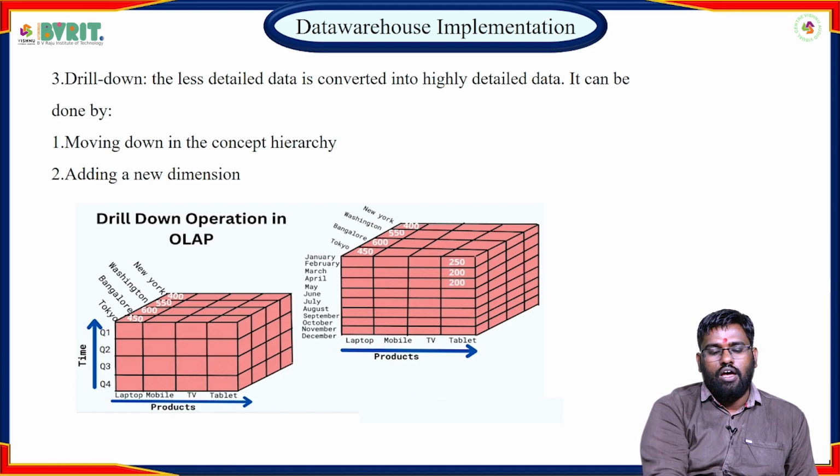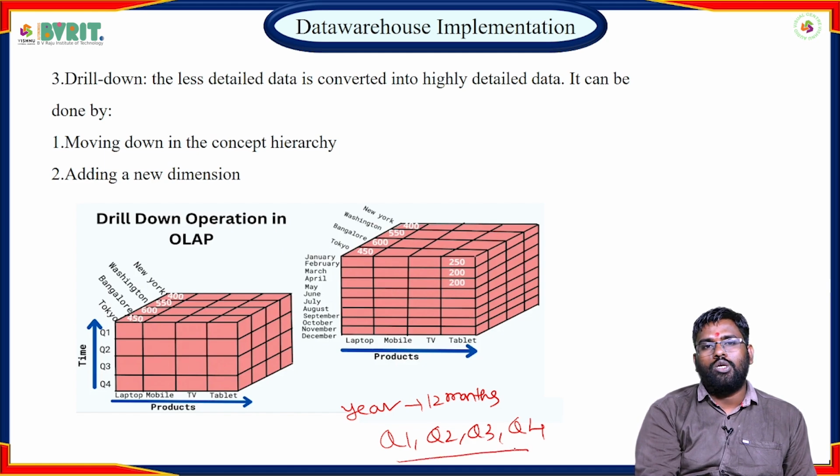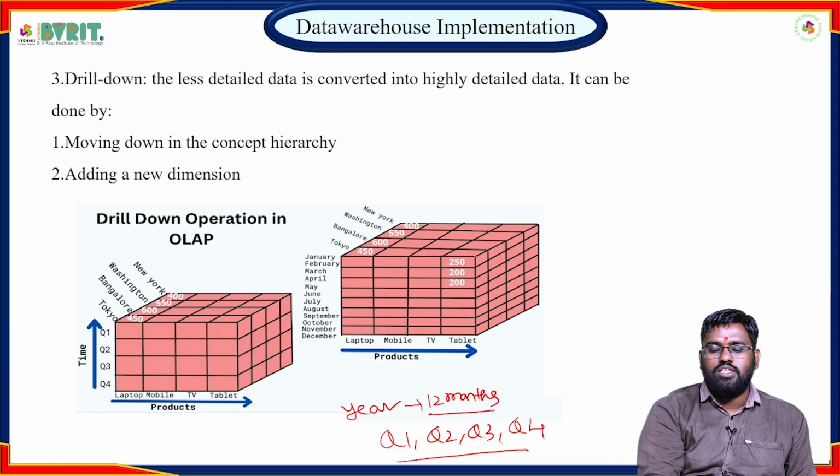See here we have 4 quarters. For example, in a year we have 12 months. So here the time contains how many quarters? Quarter 1, quarter 2, quarter 3 and quarter 4. Drill down means the given minimum things are elaborated into maximum things. So that's why I have divided these 12 months so that each quarter contains months.